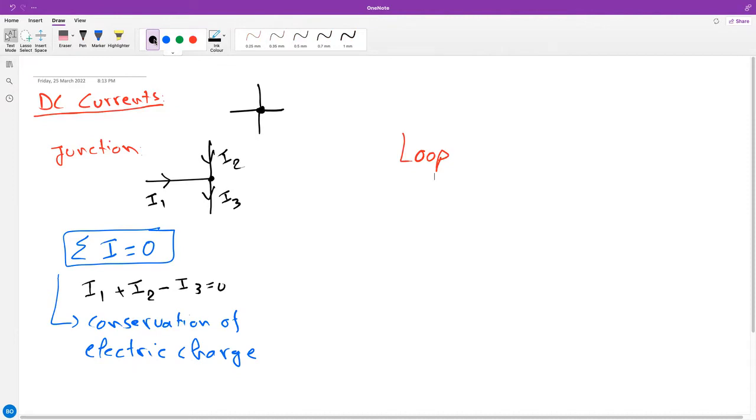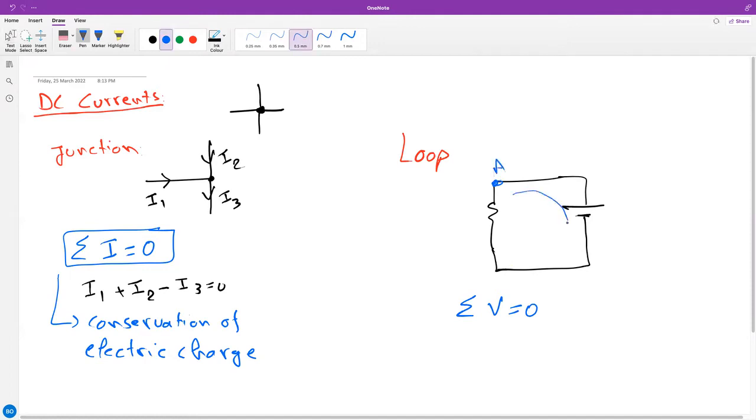In a circuit, a loop is, as it says, a closed loop. For example, I can show this, and the closed loop also has a Kirchhoff's law associated with it: the sum of the potential differences around the loop is equal to 0. If you start from point A, go around a loop and come back to A, the sum of all potential differences around this loop is equal to 0.